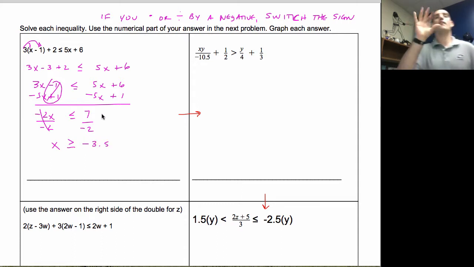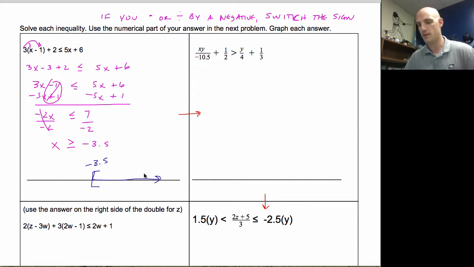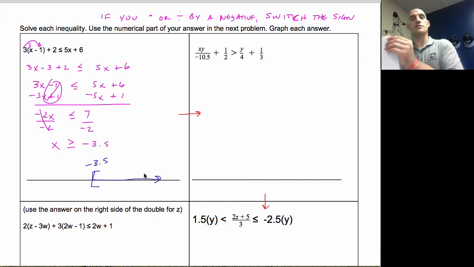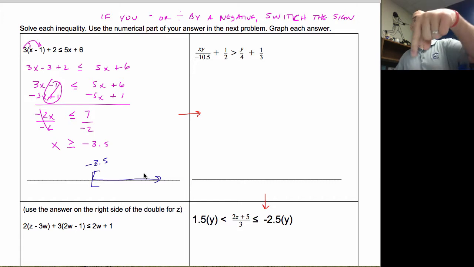What I'm asking you to do is find the answer, then graph it on the number line below using what we learned in P1. Okay, so my featured number is going to be negative 3.5. If I want the stuff that's greater than or equal to negative 3.5, that's a bracket, and it goes this way all the way up into infinity and beyond. All right? So that's the basic gist. Then you're going to use it to plug into the next one.